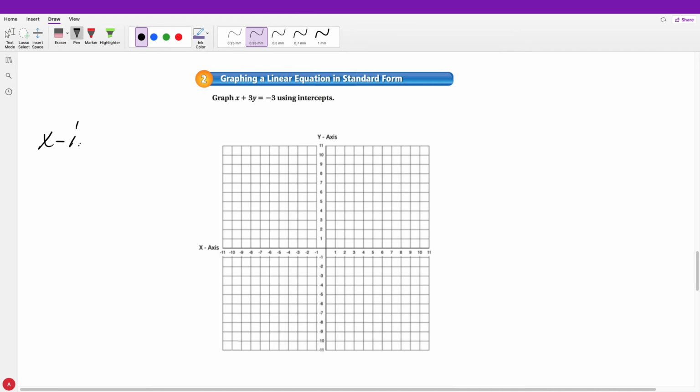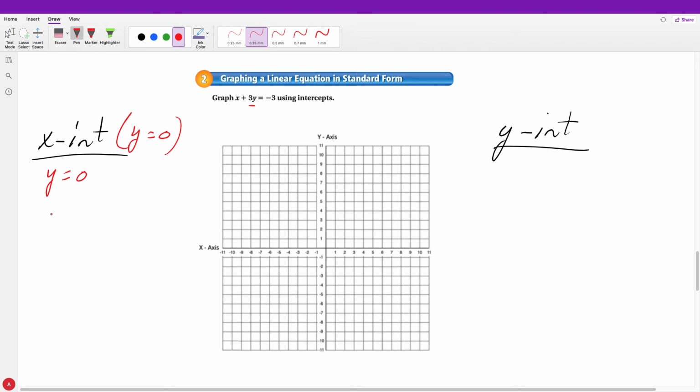So we have our x-intercept, and we have our y-intercept. We know our x-intercept, we need to set y equal to 0. So in the equation, y will be 0. So if y is equal to 0, we have x plus 3 times 0 is equal to -3. So then I have x is equal to -3, which then generates the point of -3, 0, because y is 0 and x is -3. So I can go ahead and plot that.